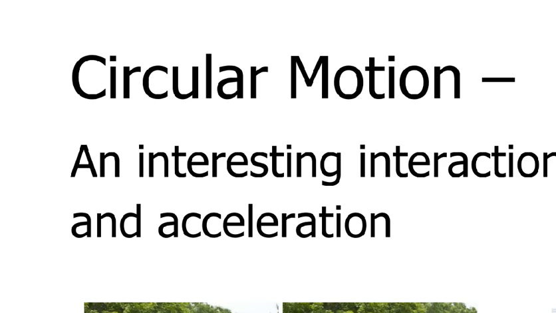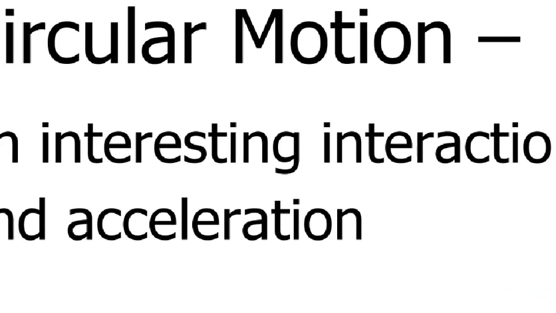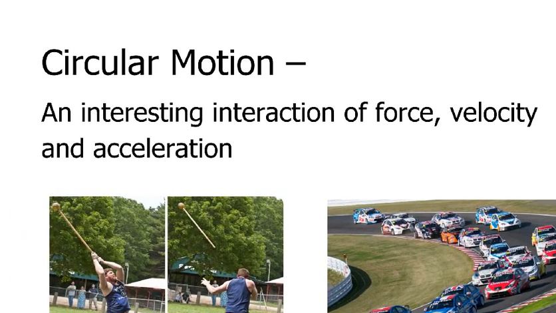But anyway, why do those cars go in a circle around the track? What's keeping them? What's making them go in a circular path? Possibly you've never thought about that before. But that's what the topic of this video is. So let's get started. Alright, circular motion. It's an interaction of force, velocity, and acceleration.